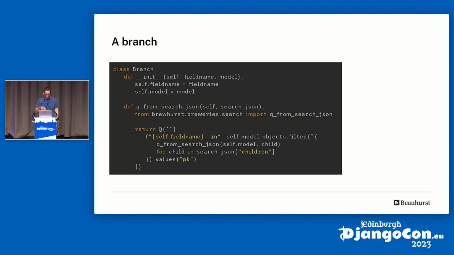And then actually, within those filters, we have this Q from search JSON function, which I'm going to show you a little bit later on. And the main thing that it's going to do is provide this switch between whether a child condition is a branch or a leaf, and it's going to pass the handling of the logic over to the branch or the leaf in order to handle that stuff. And that's enough to represent the logic for a branch.